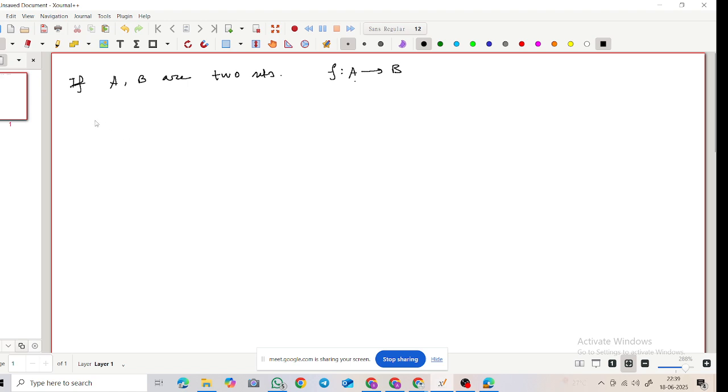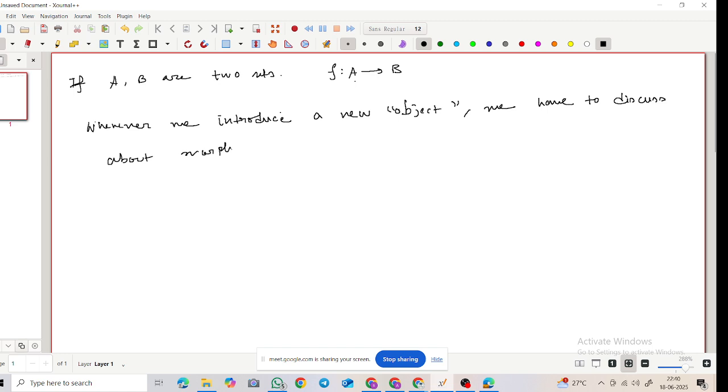So whenever we introduce a new object, I write this word object inside inverted commas, we have to discuss morphisms between two objects and sub objects. Don't be afraid of these terms, we will explain them.